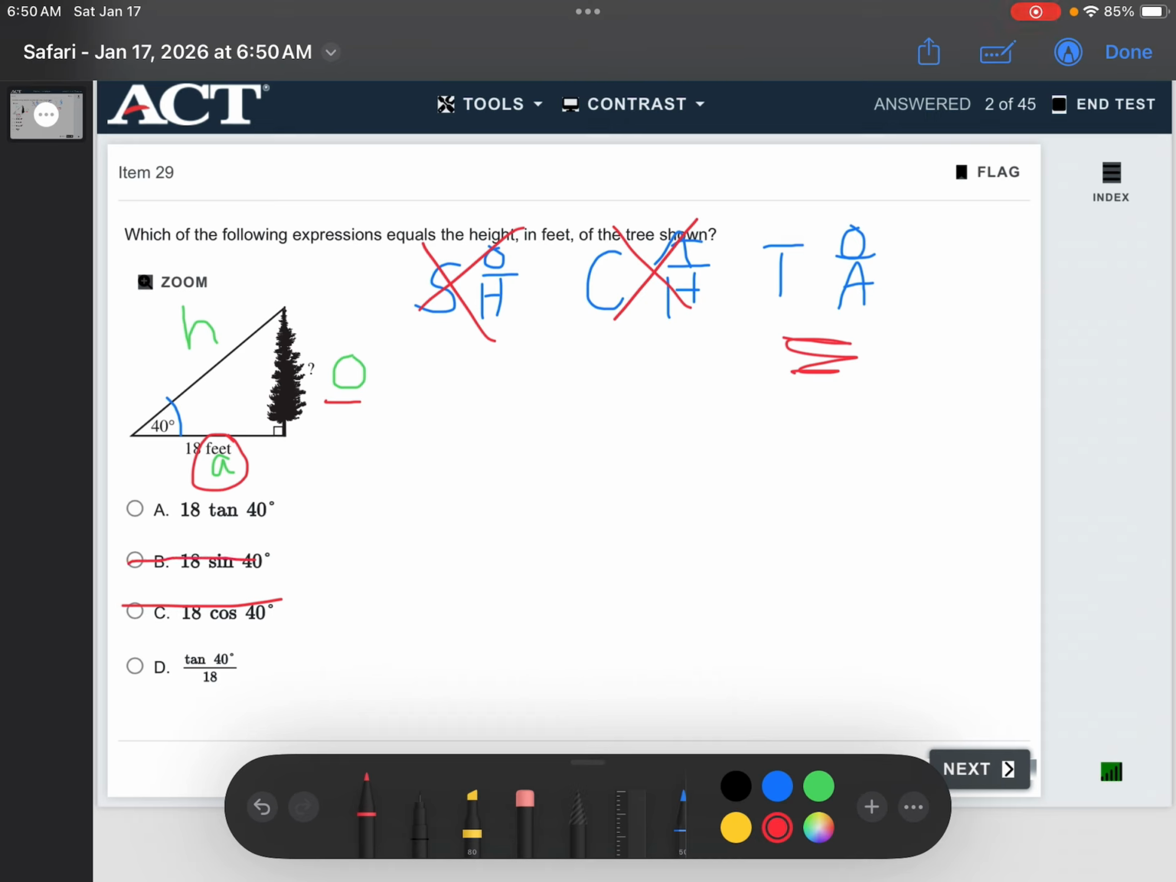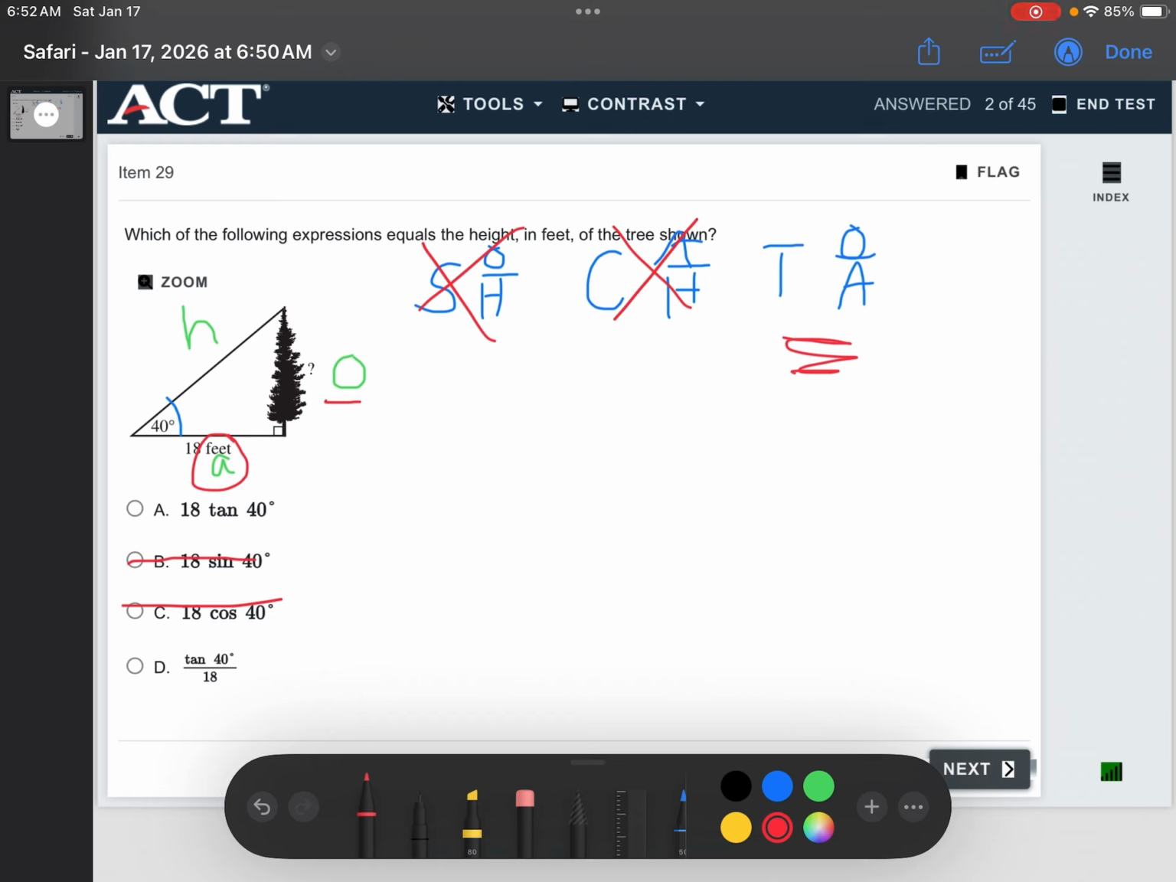So at the very least, we could guess between A or D because we need tangent. Let's say this is the last question and you're running out of time. Well, at least I've narrowed it down to two of them just by doing a little bit of recognition, and then you can at least guess as opposed to doing all the calculations. But let's do all the calculations.